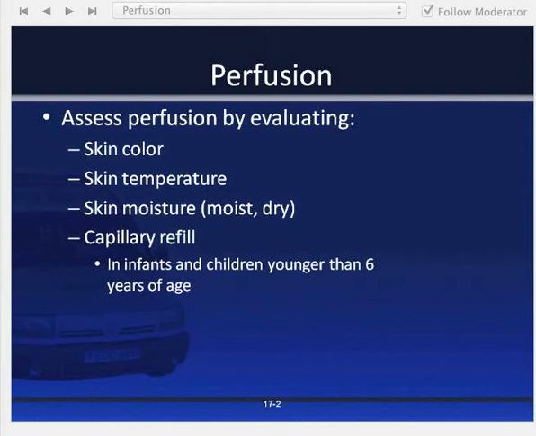And capillary refill. In infants and children younger than 6 years of age, it is an excellent indicator, but it is beneficial in adults as well. When we assess capillary refill, we just pinch a fingernail until it becomes kind of a whitish tinge. Then we let go and count how many seconds it takes before it comes back to being pink.